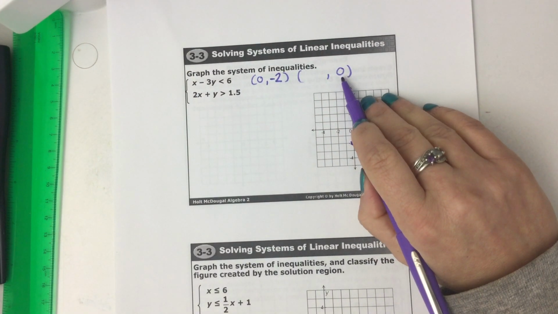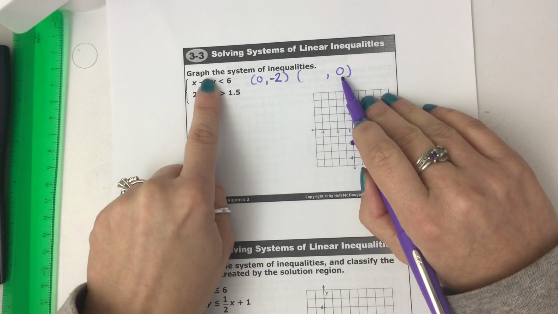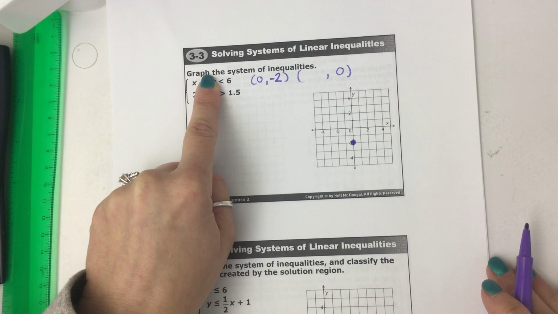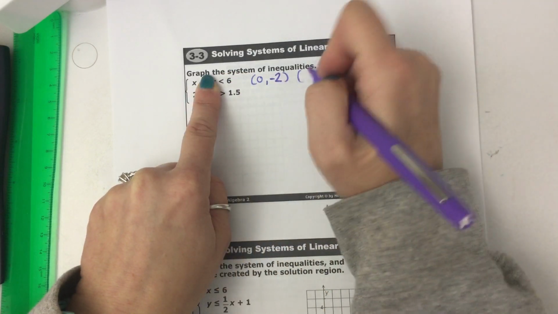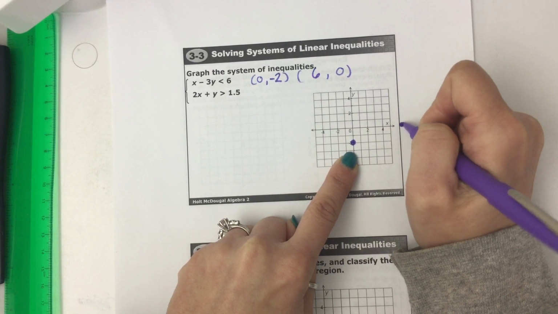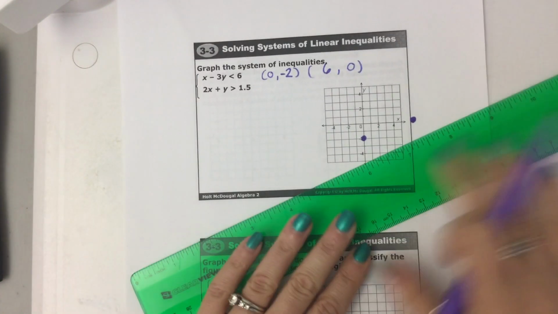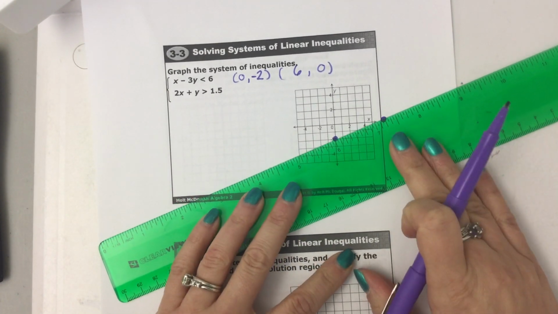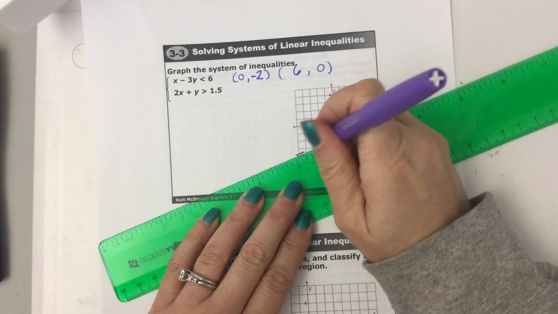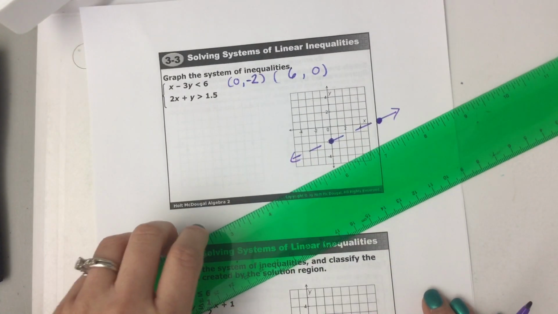Now, if I put in a 0 for y, -3 times y, if that's a 0, -3 times 0 becomes 0. So that cancels. What I have left is just an x and a 6. So if I go to the right, 6, I stay at 0. Now I look, would this be a solid or a dotted line? Well, it would be a dotted line. Okay, there we go.